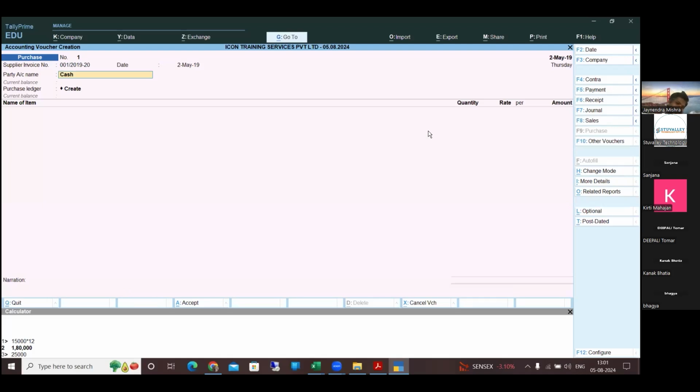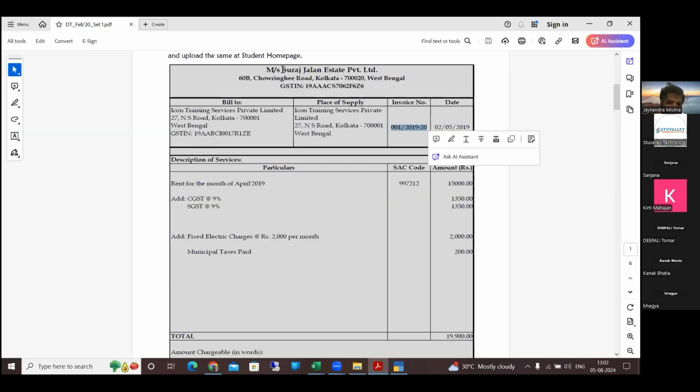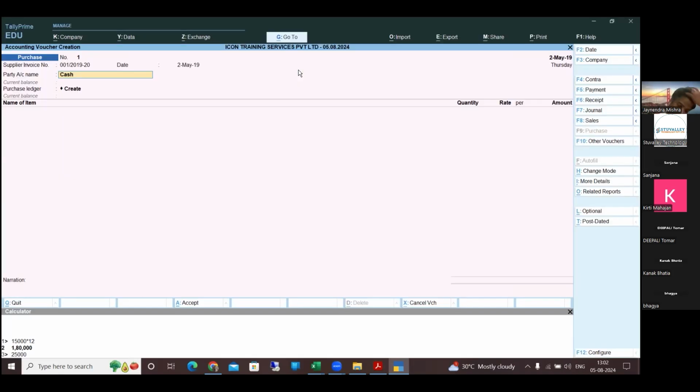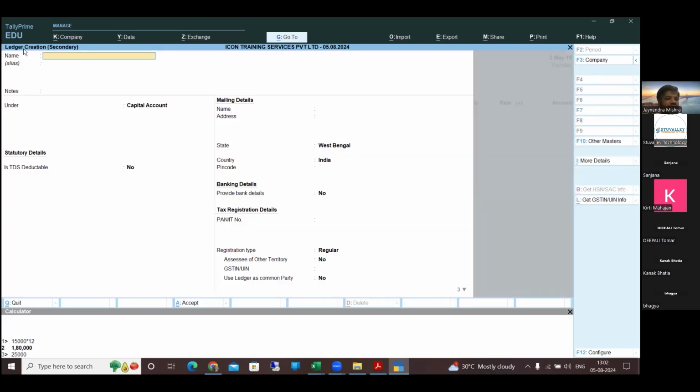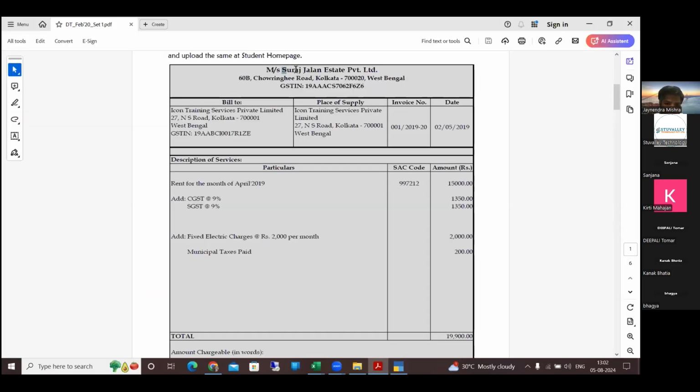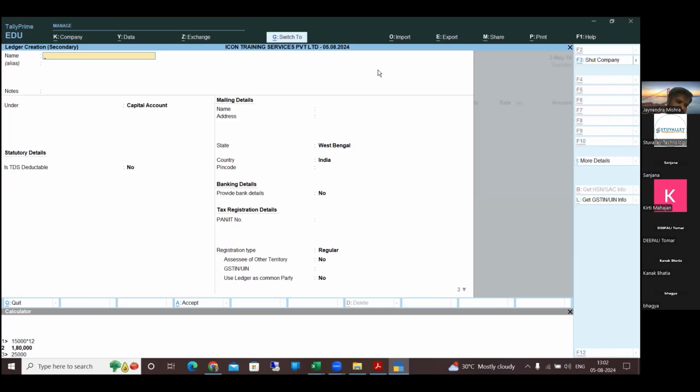Party account name, friends. Whom do we have to pay rent to? We have to pay rent to Suraj Jalan. So let's create the ledger of Suraj Jalan. What is the shortcut key to create any ledger, friends? The shortcut key to create any ledger in Tally is Alt C. Ledger creation, Alt C. So we have to pay rent to Suraj Jalan Estate Private Limited. Copy. Control C. Control V.